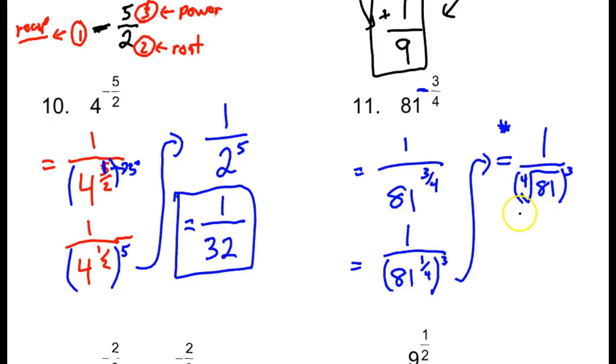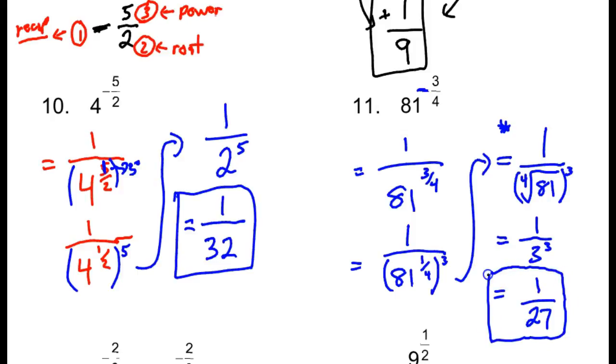So the 4th root of 81 is 3. 3 times 3 times 3 times 3 is 81. And then lastly, 3 to the 3rd power is 27. So our final answer is 1 over 27, a positive number. All right, so using that information, go ahead and work on the rest of the front.